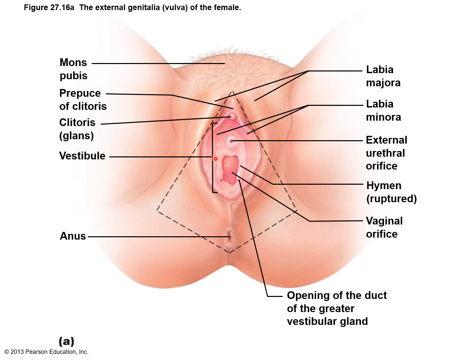This whole entire area is known as the vestibule. This is the opening for the vagina right here. And then here is the anus. Now, at the opening of the vagina, you can see this part right here, but in this image, they have it ruptured, which is the hymen.